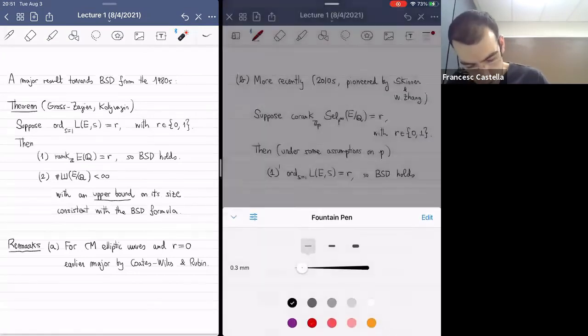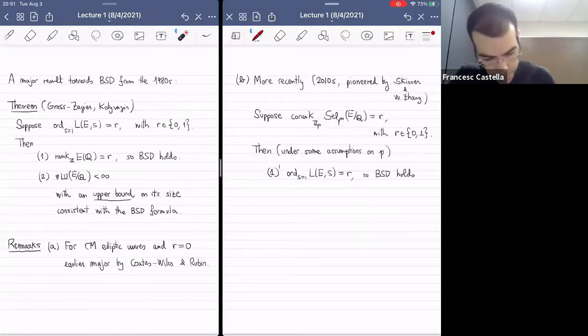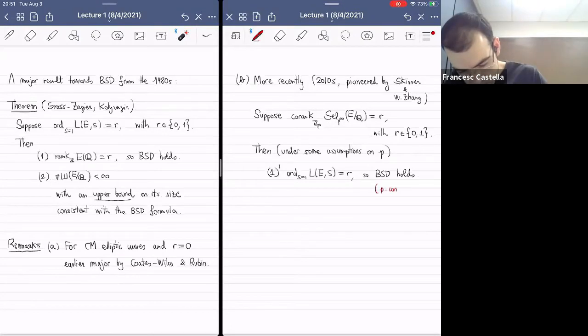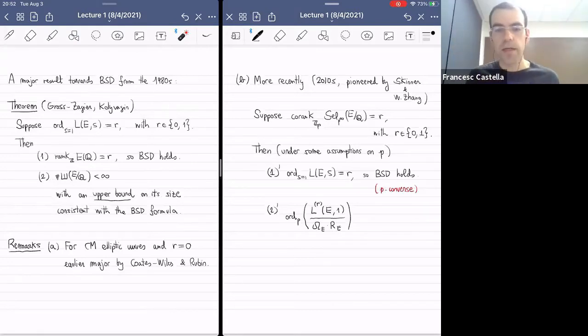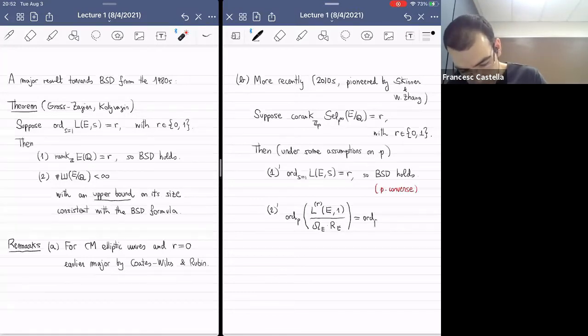Okay, so that's what is now usually referred to as the P converse. And the second thing one can show is that the order of vanishing, the P-adic evaluation, so this is the r-th derivative at 1 divided by the usual constants. This ratio is known to be algebraic, actually a positive rational number by Gross-Zagier. And what one can show is that the P-adic evaluation of this rational number matches up with what's predicted by the BSD formula.